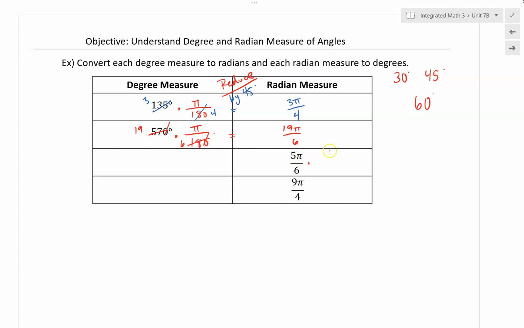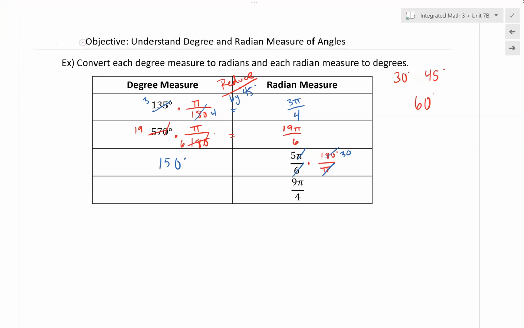So I'm going to get rid of pi radians, and then I want to multiply by 180 degrees. Okay, so what cancels? Well, my pi's reduce, and then the 6 reduces with 180. This is 30. So I have 5 times 30, which is 150 degrees.